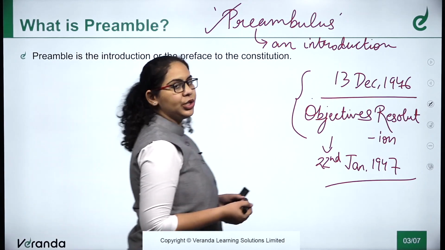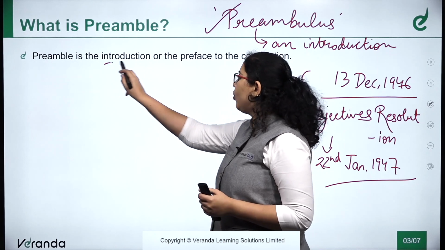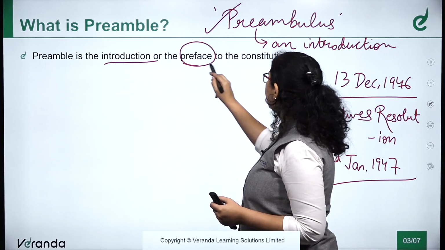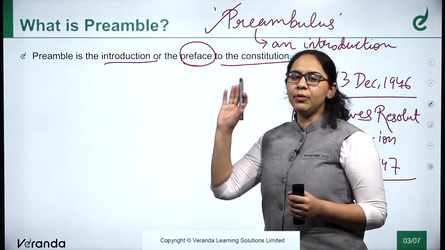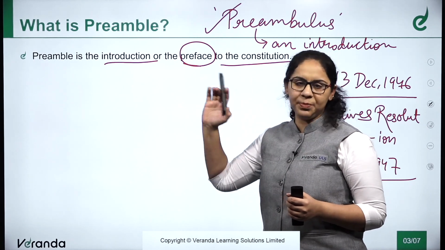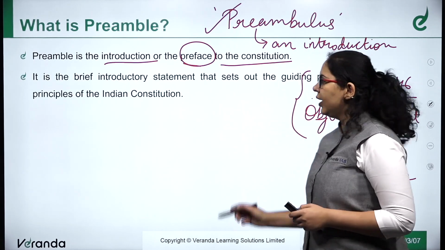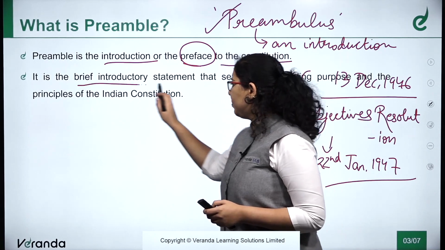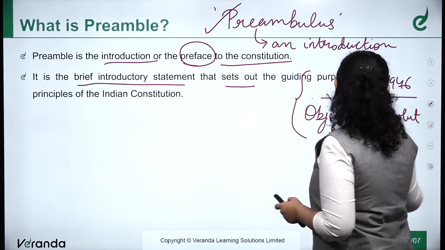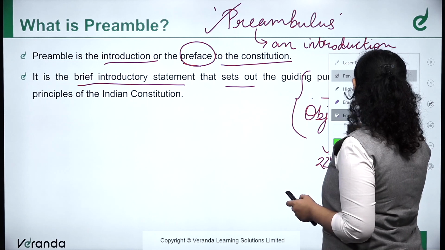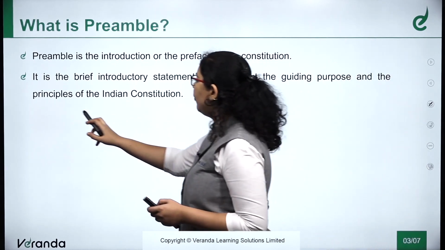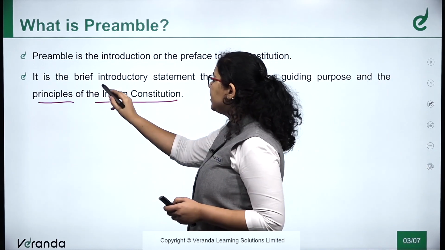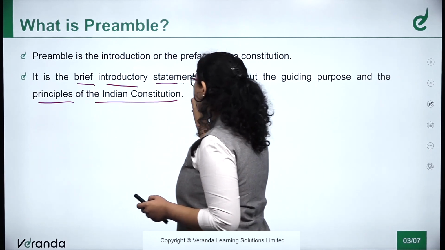We'll see the definition. The Preamble is the introduction or the preface to the Constitution. We have a preface to a book; Preamble is the preface to the Constitution. It is a brief introductory statement that sets out the guiding purpose and the principles of the Indian Constitution.